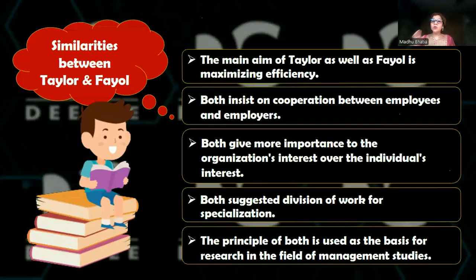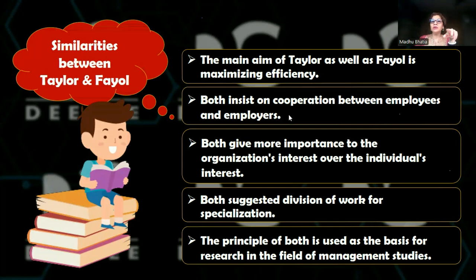Similarities. So आपको क्वेश्चन पूछा जा सकता है बेटा that how do Taylor and Fayol complement each other. So their principles are different yet complementary in nature. So when we are talking about complementary in nature, we are talking about this only, that what are the similarities. कि बातें अलग-अलग कर रहे हैं लेकिन फिर भी एक है. So the main aim of Taylor as well as Fayol is maximizing efficiency. Both insist on cooperation between employees and employers.